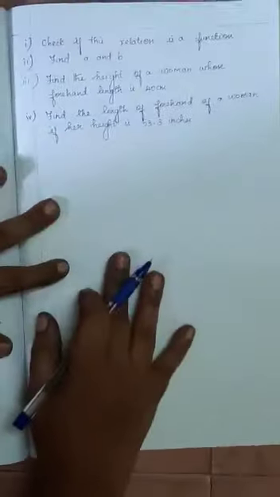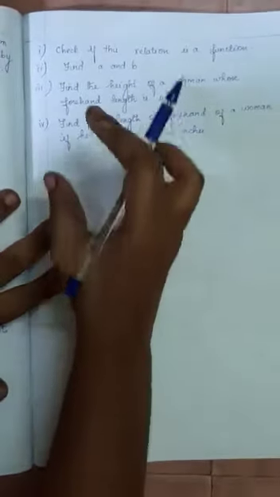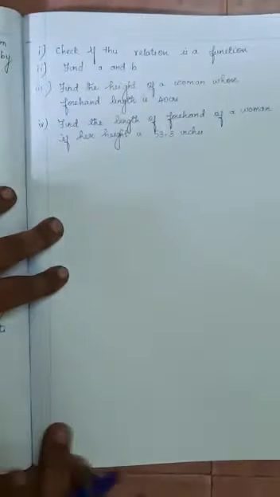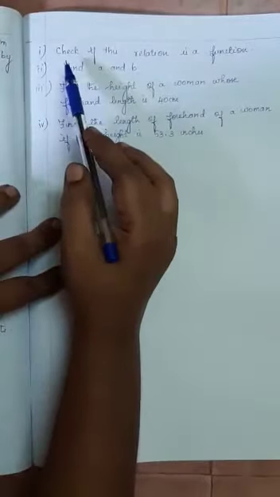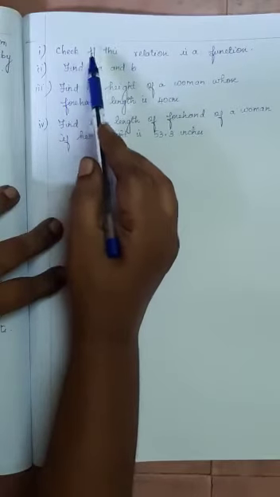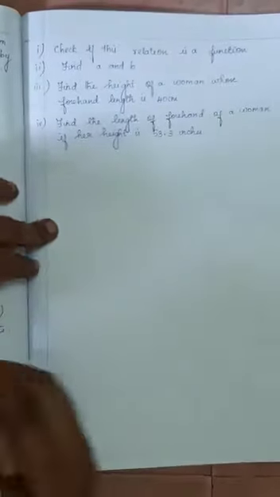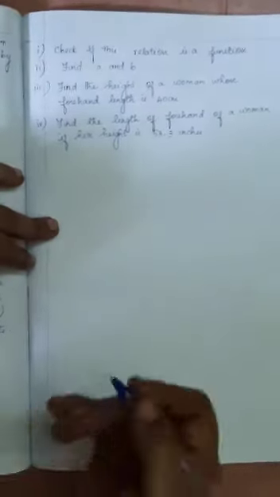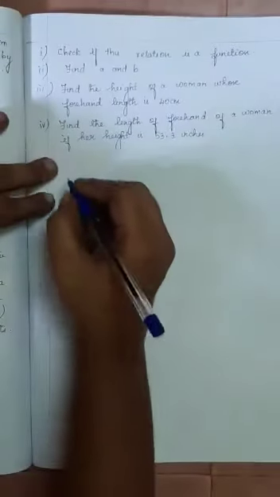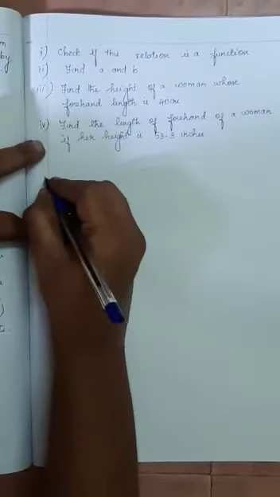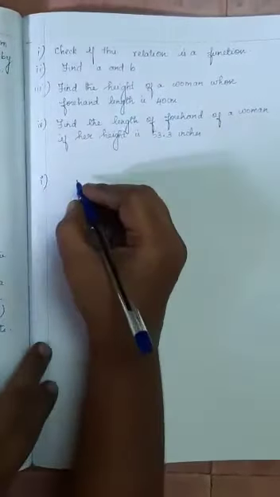So let me show this now. These are the 4 subdivision questions under that. Okay, the first question is, check if this relation is a function. So first we want to check whether this relation is a function. In order to check this, first I am going to solve the first subdivision.